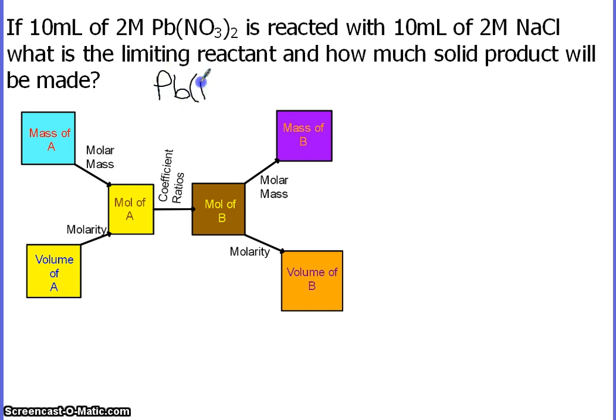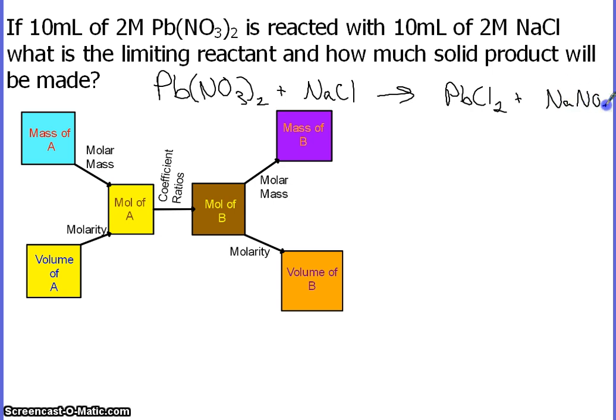So I'm reacting lead nitrate with sodium chloride. And this is a double replacement reaction. It's going to make lead chloride and sodium nitrate. You make sure it's balanced. To balance it, I need 2 sodium chlorides and 2 sodium nitrates.